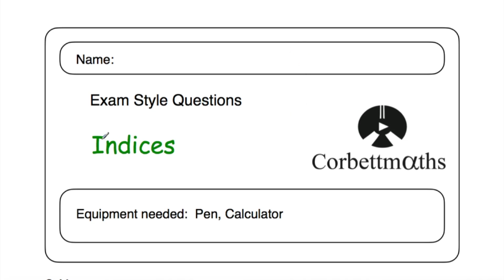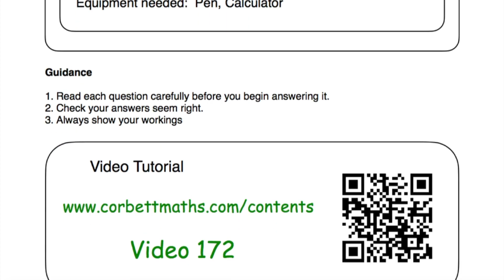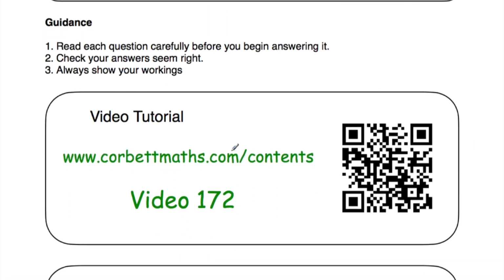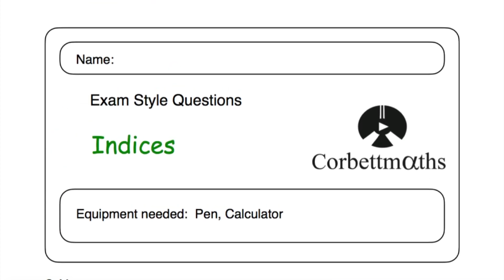In this video, we're going to look at the video solutions to the Indices practice questions. If you need any extra help on Indices, go to corbettmaths.com/contents and scroll down to video number 172. There's a dedicated video tutorial there on Indices. Alternatively, you could scan this QR code. But in this video, we're going to be looking at the video solutions to the practice questions, so let's get started.